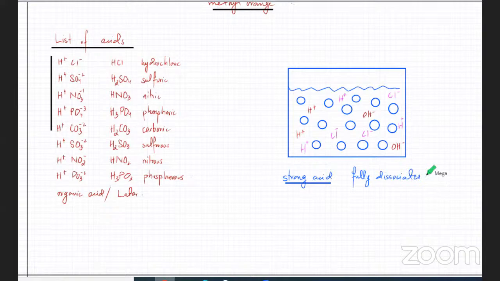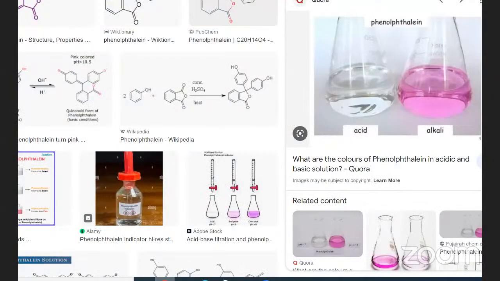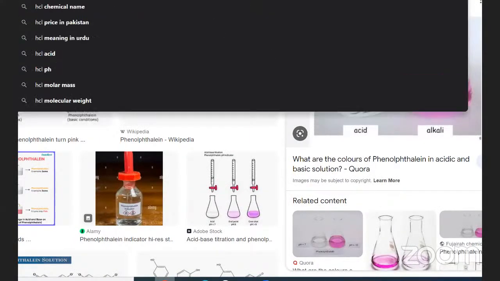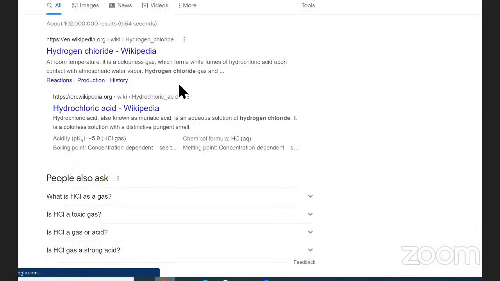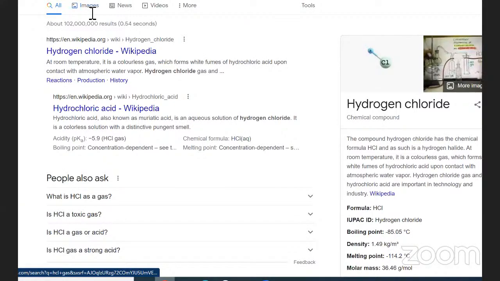Dissociate means, remember this word is going to be used very frequently, that when you put HCl in water and you start stirring it. Remember, HCl originally is a gas. Originally, what is called hydrochloric acid, sorry, not hydrochloric acid, is known as hydrogen chloride gas. So you need to have some idea about what HCl is. So HCl gas is this white, if an image comes up.